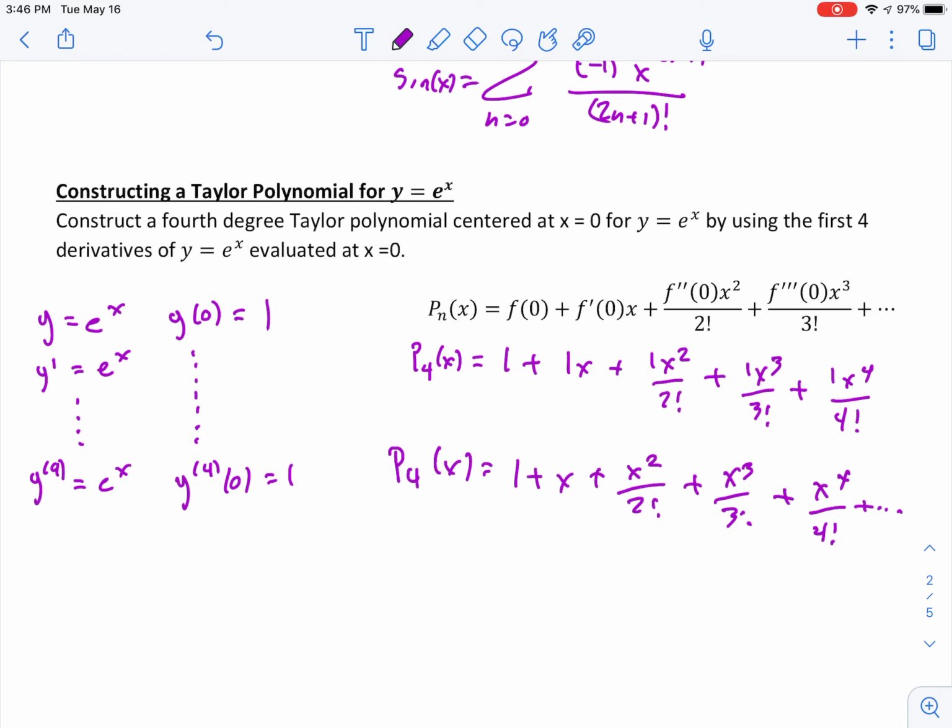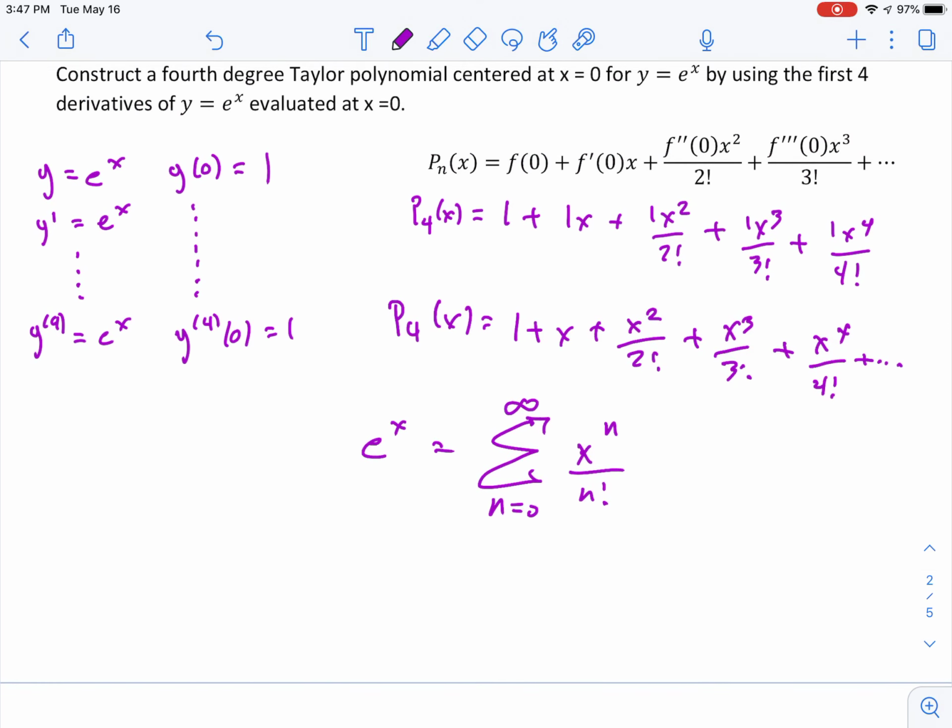And if we wanted to get exactly the value of e to the x, we would continue this on forever and ever, and you can see the pattern here. And so if we wanted to write a series for e to the x, it would just be the series from n equals 0 to infinity of x to the n over n factorial. And this would exactly generate e to the x. And so we can use these in lots of other manipulations and approximations to get various series that are forms of e to the x.